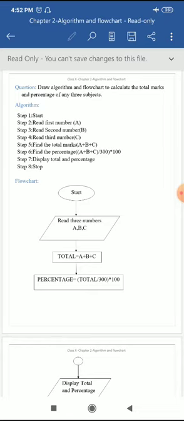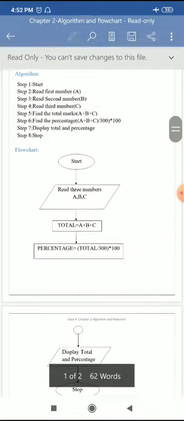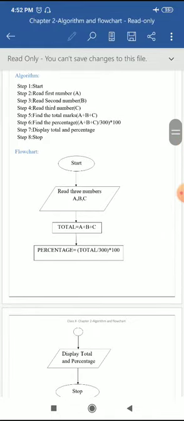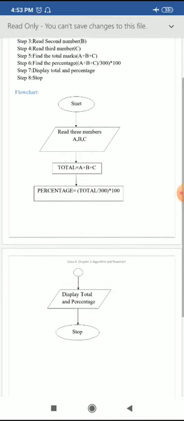Now start will be in oval shape, so you can see start and stop are in oval shape. Read means it's input, so you will have boxes. Either you can draw it in three different boxes, or to make it concise we are making it read A, B, C in a single one. Then we have find total. Total and percentage are processing, so you will have them in square boxes, either separate boxes or the same box. Then total and percentage are displayed, so again input and output come in the same shape.